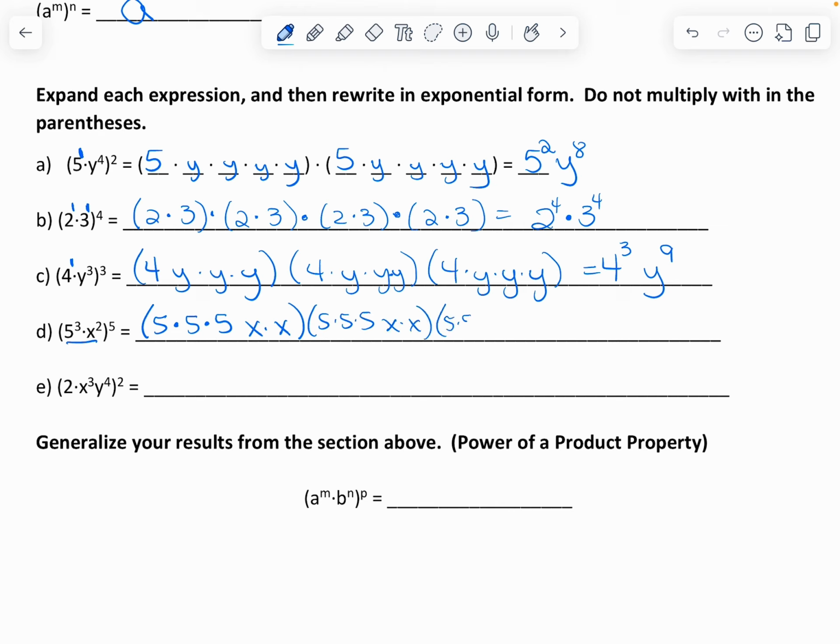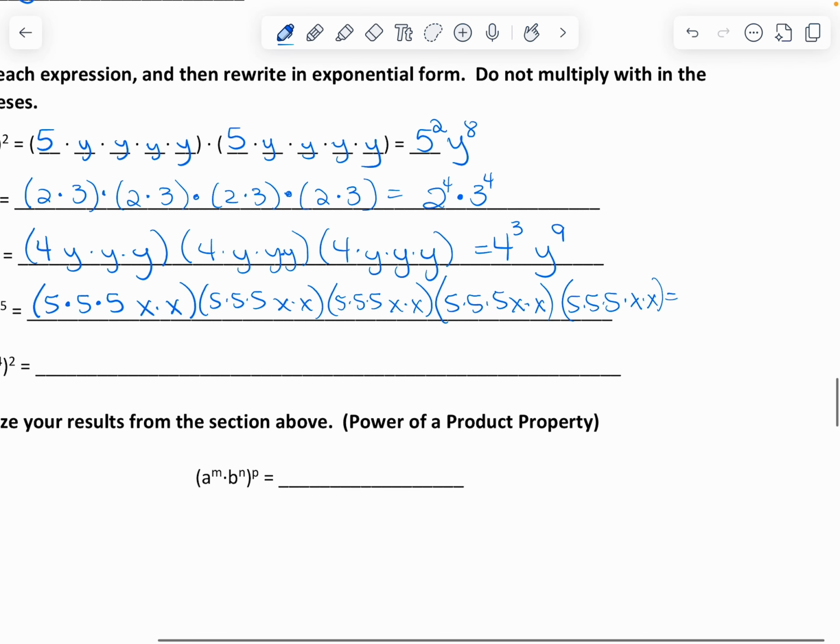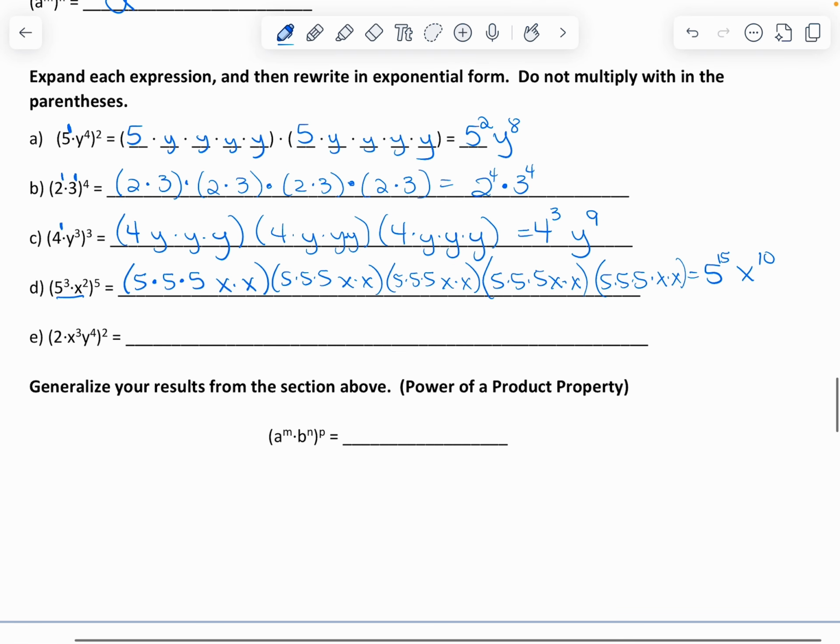5 times 5 times 5, x times x. That's 3 times. We got 4 here and 5. 5, x, x. So how many total 5s do I have? 3, 6, 9, 12, 15. I have 15 5s. And how many x's? 2, 4, 6, 8, 10. I have 10 x's. Then last but certainly not least, there's 1 2 here.